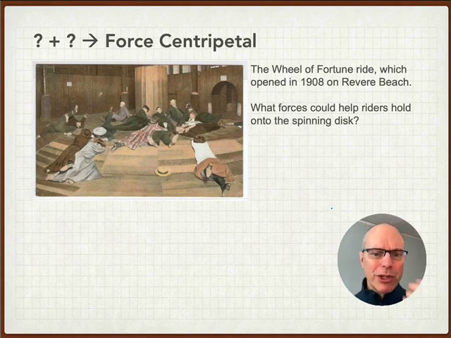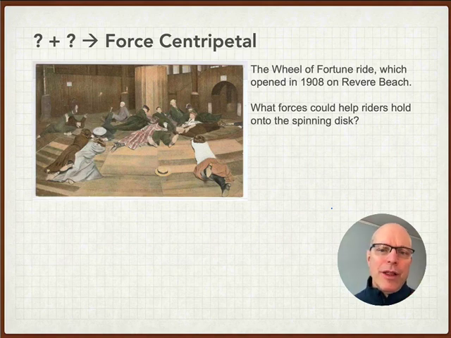This is Revere Beach, turn to the 1900s. This is a ride called the Wheel of Fortune, where people did exactly what it looks like they're doing. They would whirl around at increasing speed until all the riders were hucked off. It was really dangerous. You'd never have it happen today.